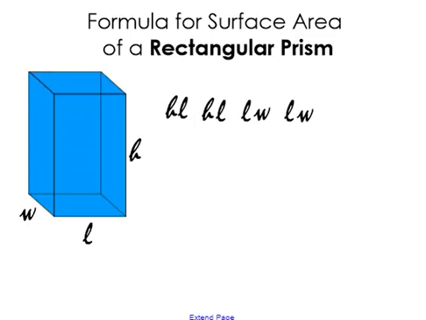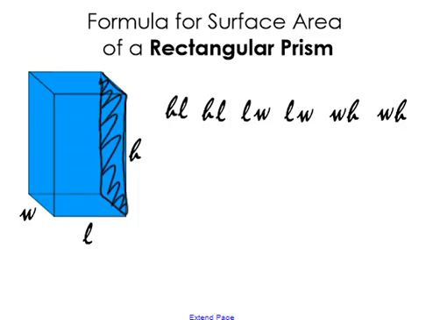The 2 that we haven't done yet are going to be the left and the right side. So that's going to have dimensions of width times height, and you can see that on both sides here. And we have 2 sets of width times height, so I'll do a second set. So each of those 6 terms represents the area of a face.